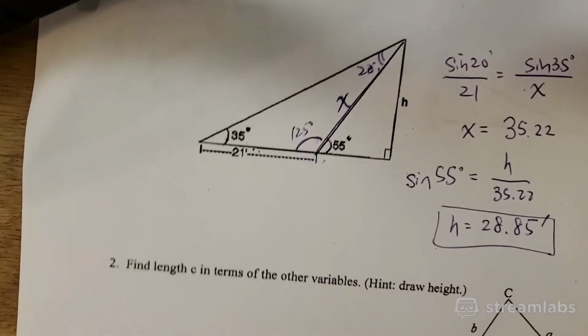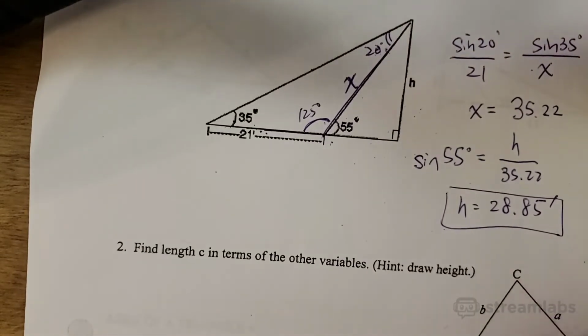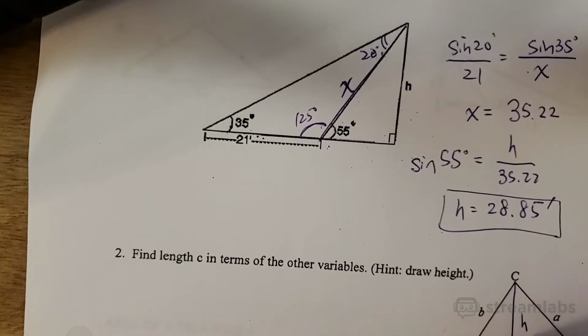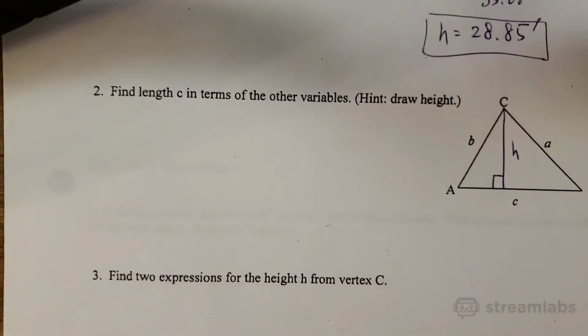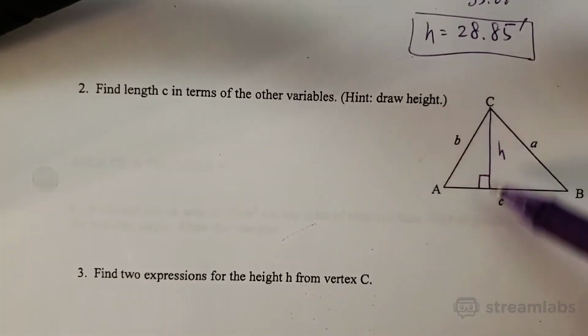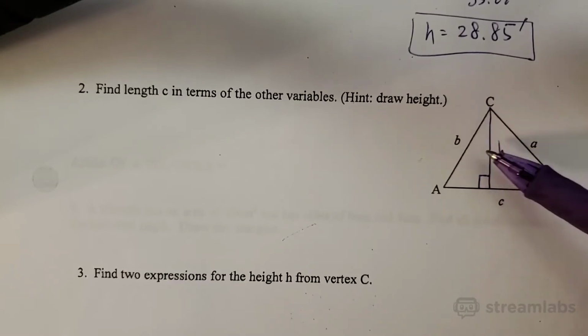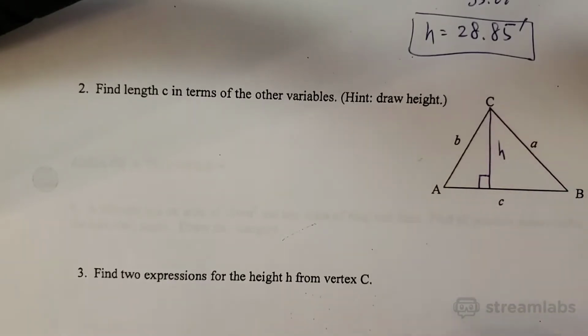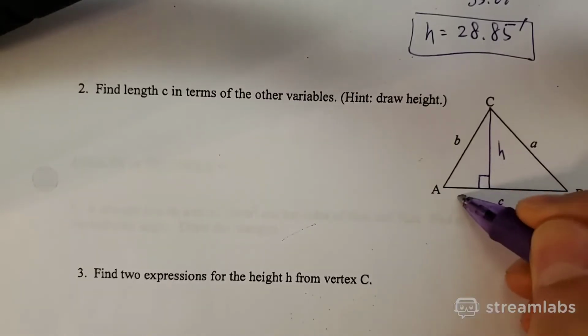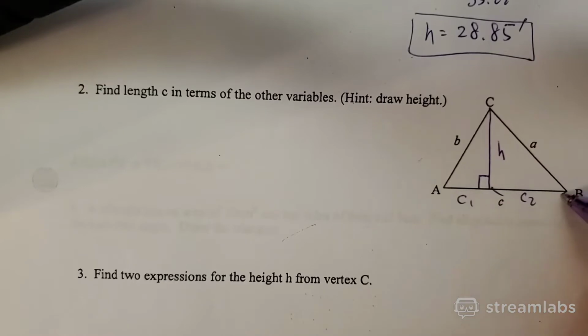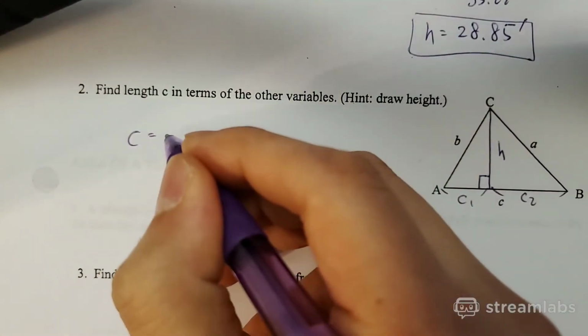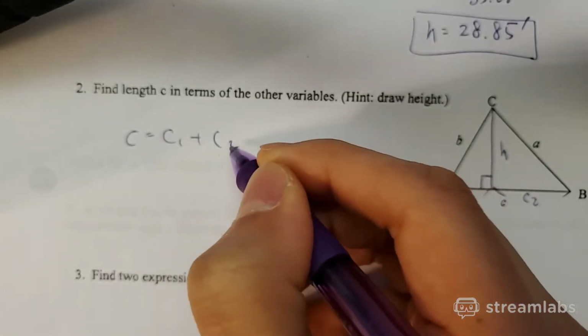So the next part is, I want to find length c in terms of other variables. Let's draw a height first. A height means you have to have a perpendicular line through the vertex, right? In order for me to find c, I need to break this down into c1 and c2. Basically my c is c1 plus c2.